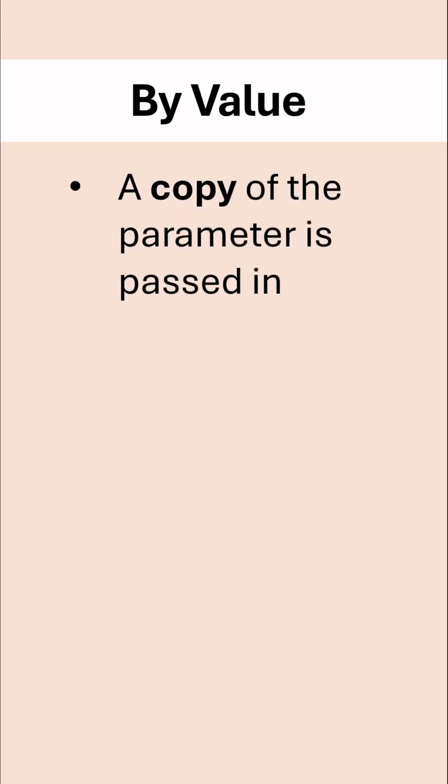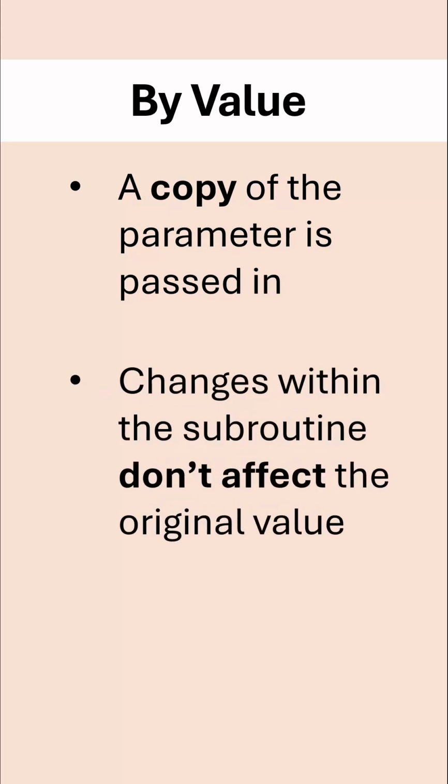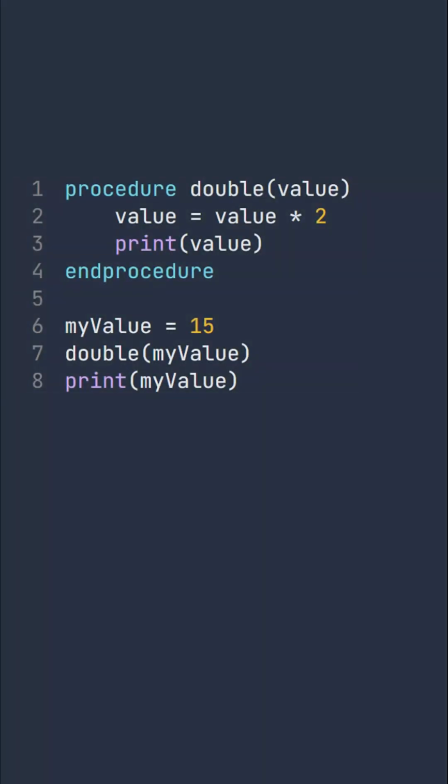In this case, a copy of the parameter is passed in, and this means any changes within the subroutine don't affect the original value. Like I say, this is kind of a default behavior, and in paper one, this is the only behavior you'll see. So code like this will be passing by value. Sometimes in paper two, to clarify, they might do a colon and then do by val at the top.